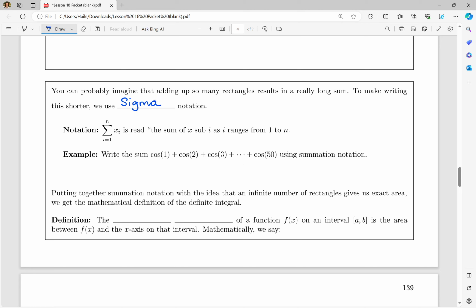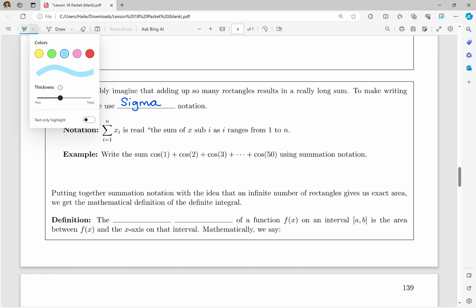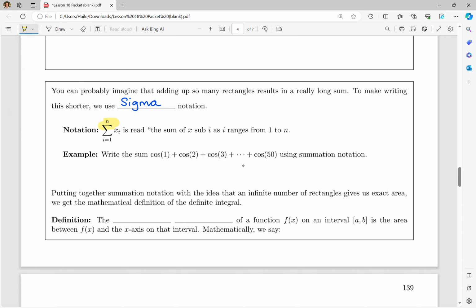Now, sigma notation looks a little scary when you first see it. So this is it. Let's go back to yellow. We've got this big scary Greek letter with some bounds and a function, and we read this as the sum of x sub i, as i ranges from 1 to n. So the big sigma means sum. The bounds on the sigma tell us how many terms we have, and the function is a formula that we plug our bounds into, and that gives us the full sum. It's actually really nice once you get used to using it.